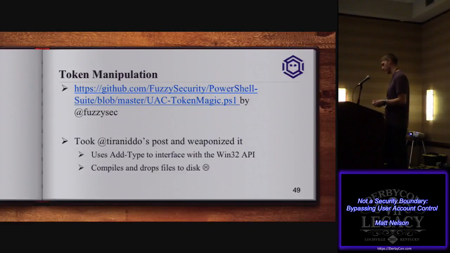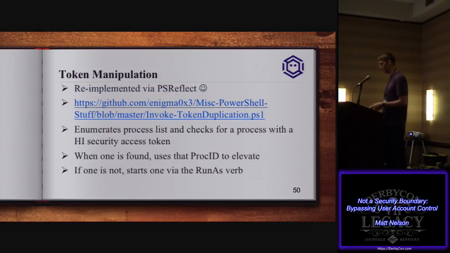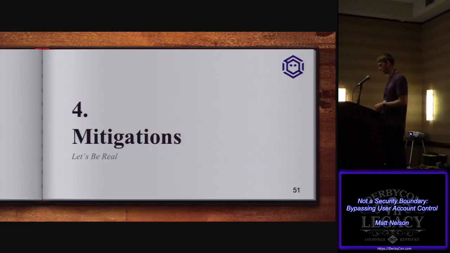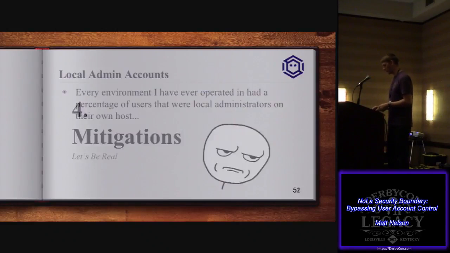Again, you can find UAC token magic by FuzzySec. This is the original POC that uses Add-Type. The links to James's posts are in the reference section of this post, as well as two slides back, where you can go read the very, very low level details of how this actually works, because I probably did a terrible job at explaining it. So all I did was take that original concept, took Ruben's heavy lifting, and implemented it in PSReflect. Makes it more safe to use. So you can find that here on my GitHub, Invoke-TokenDuplication.ps1.